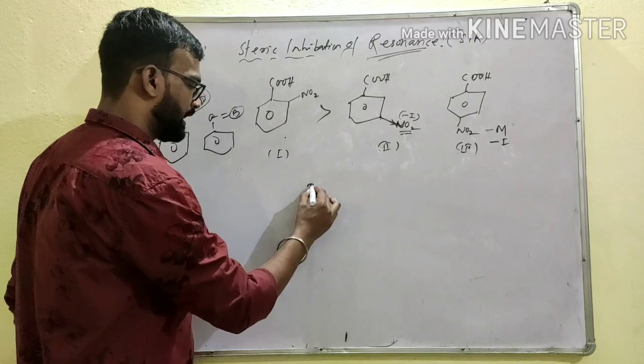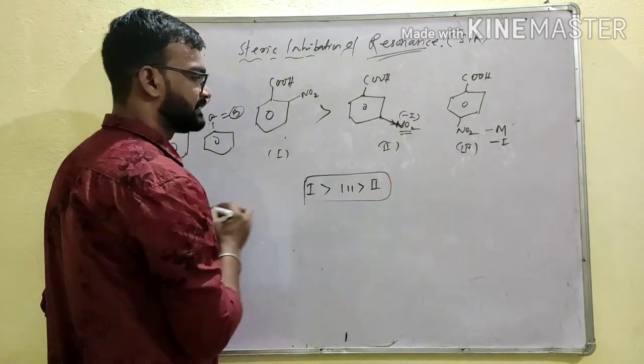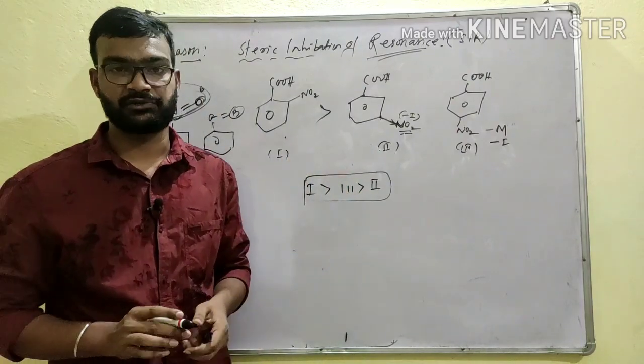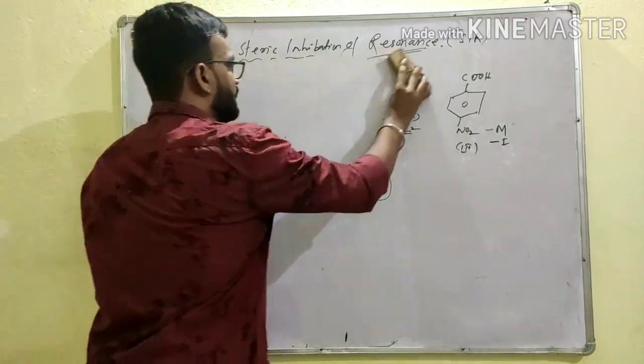So what is the order? I, then second, then third, then II. So this is the order. This is how we are going to deal with the acidity in the case of benzoic acid.